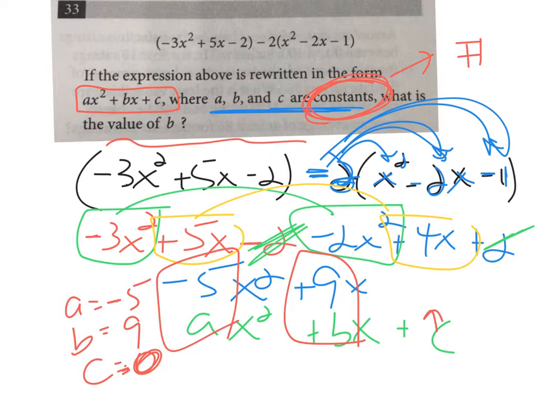So here the question says what is the value of b? So this is a grid question. You would bubble in b is equal to 9.